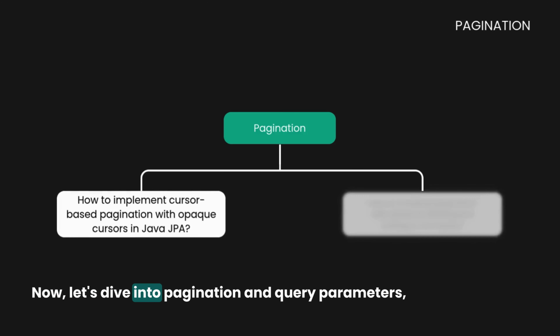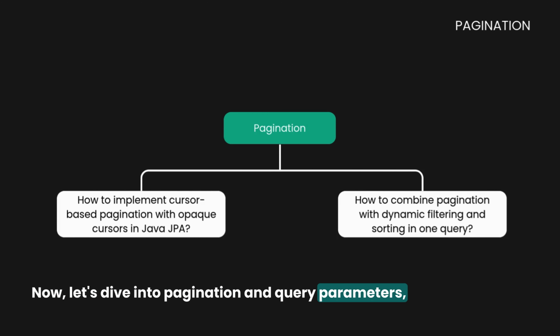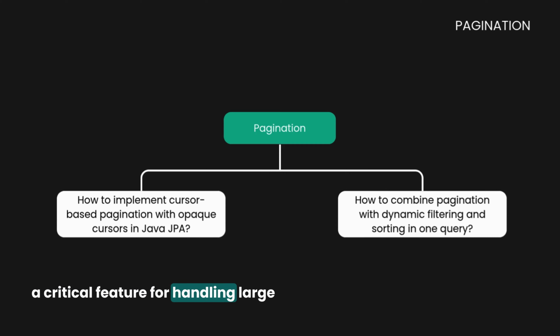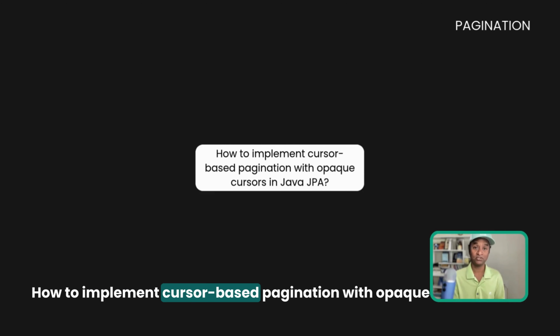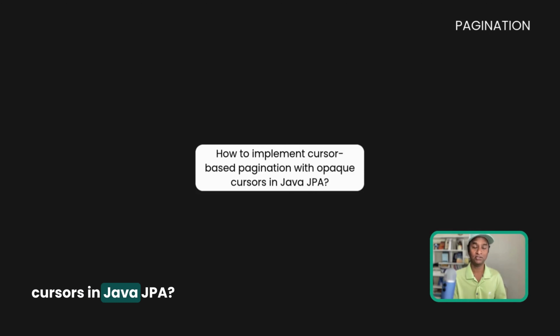Now, let's dive into pagination in query parameters, a critical feature for handling large datasets efficiently and ensuring smooth user experiences. Advanced interviews often test your understanding of cursor-based pagination and combining it with filtering and sorting in a single query. How to implement cursor-based pagination with opaque cursors in Java JPA.